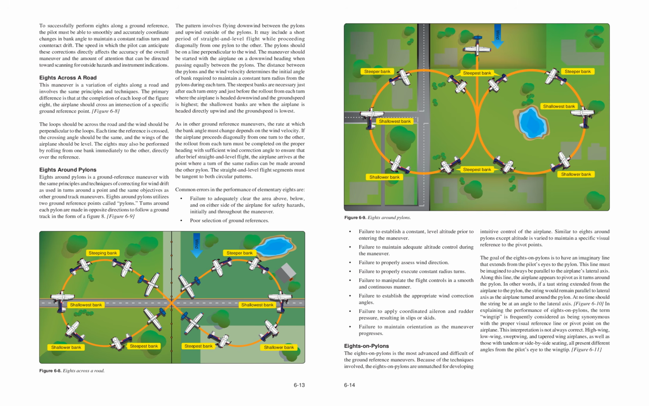In explaining the performance of eights on pylons, the term wingtip is frequently considered as being synonymous with the proper visual reference line or pivot point on the airplane. This interpretation is not always correct. High wing, low wing, swept wing, and tapered wing airplanes, as well as those with tandem or side-by-side seating, all present different angles from the pilot's eye to the wingtip. Figure 6-11.